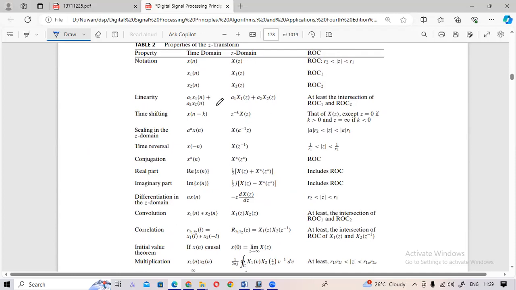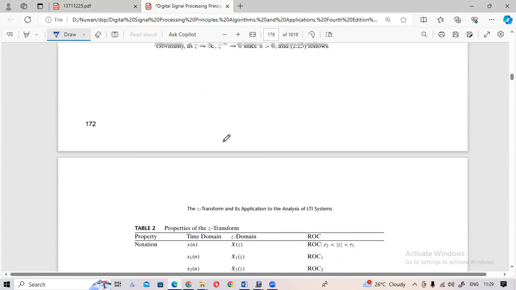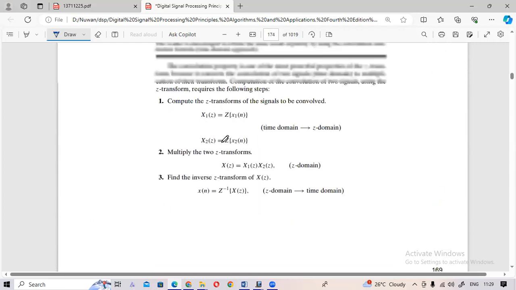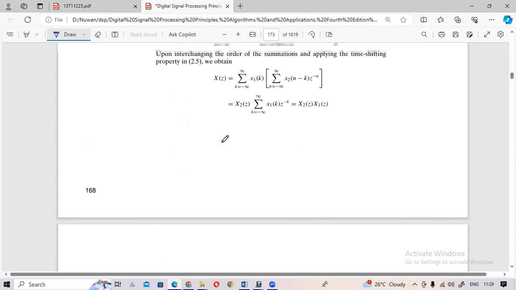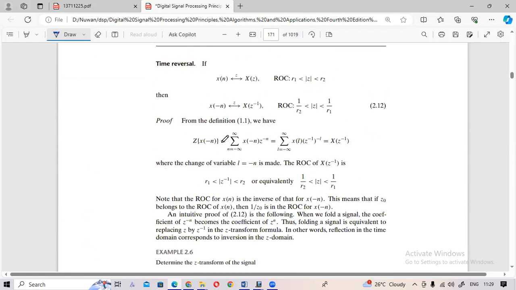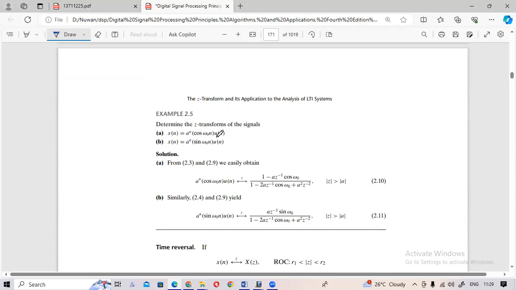Before starting these properties, we will do one example. We will take the example from the book. I think it is very easy, so we will try to do this example. Can you try to find the Z transform of this signal? Just try it. I will give you 5 minutes.